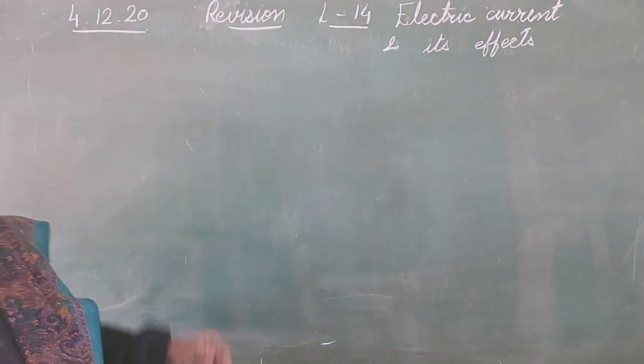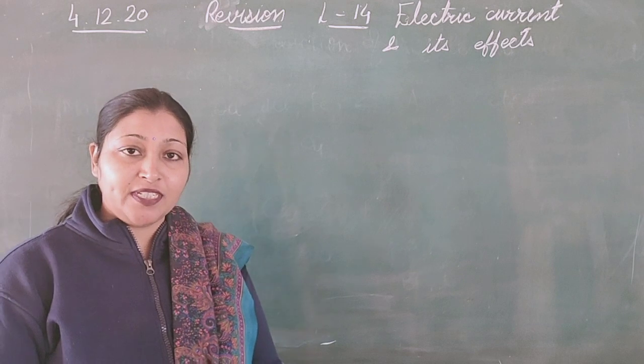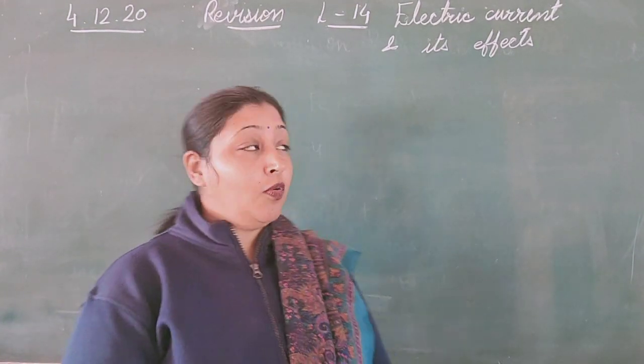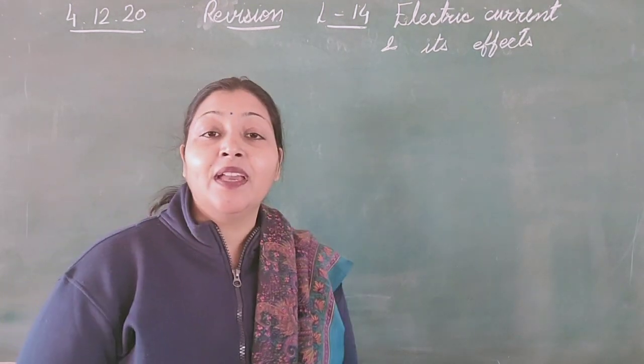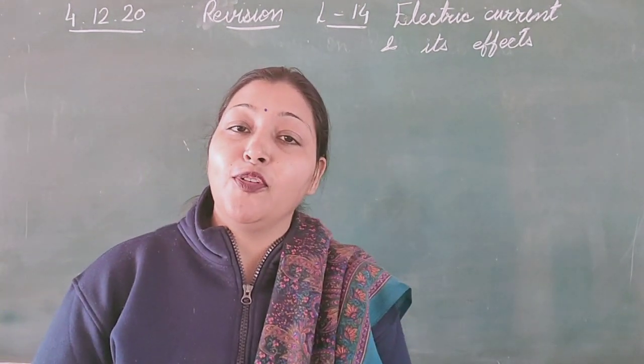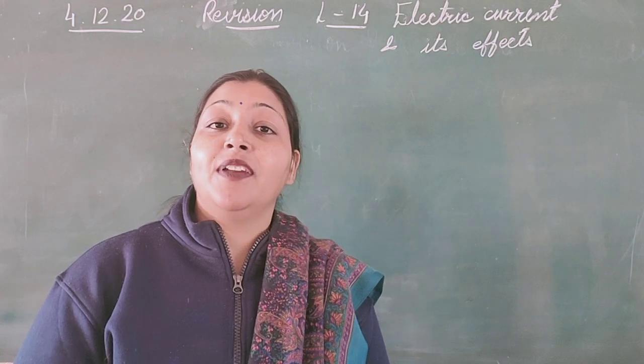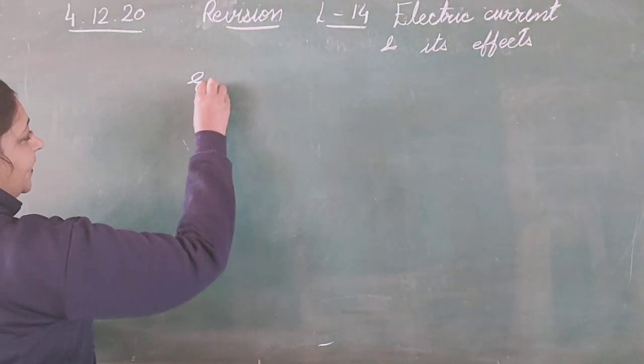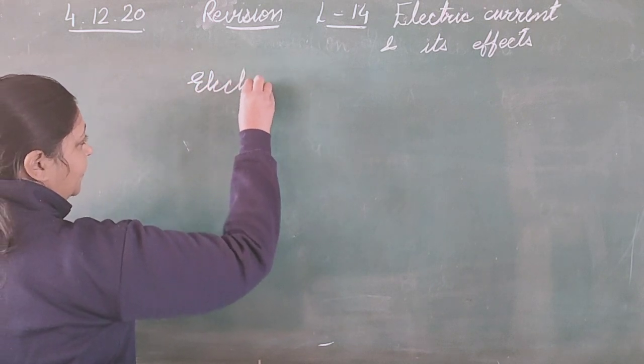Today we are going to do the revision of lesson number 14, that is electric current and its effects. So, what is electric current? Current is basically a flow of charges. When charges flow and energy is produced, we call it electric energy.